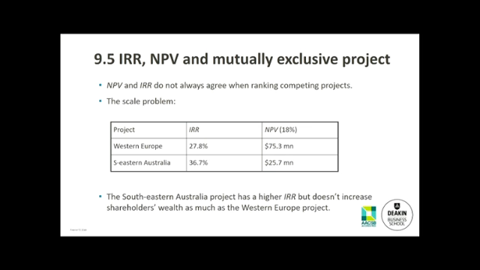Really? Let me say it again. I have 2 projects in front of me. Project 1, NPV negative $10. Project 2, NPV negative $1. Which one should you go for? Which one should you go for? You reject both of them.